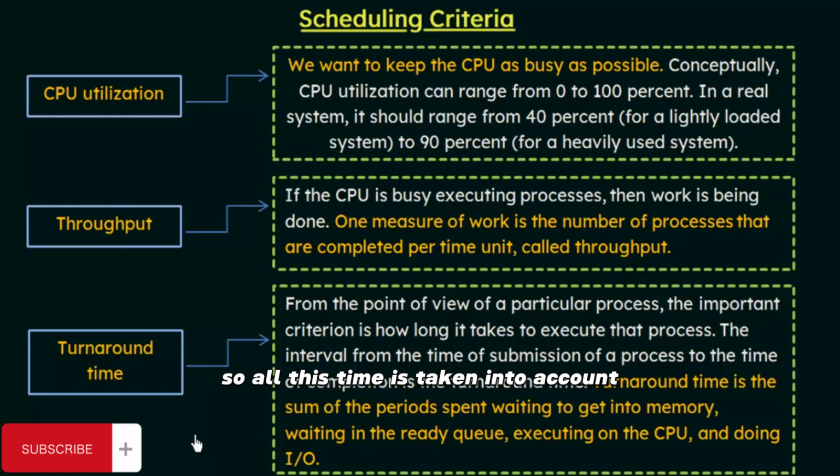So all this time is taken into account, and the total time that a particular process takes to complete, from the time it is submitted until it is completed, is known as the turnaround time. So turnaround time is a criterion in which we are seeing from the point of view of a particular process. So that was another scheduling criterion that we have. Now let's go to the next one.